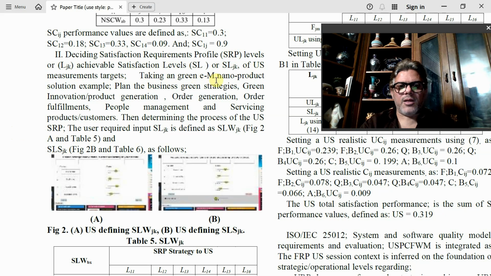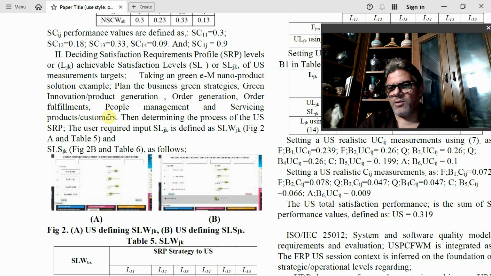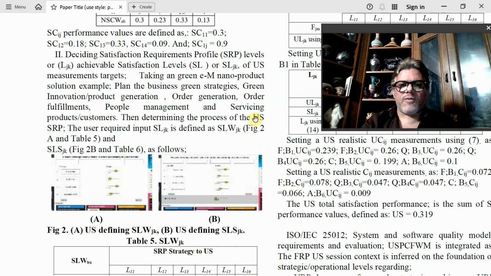Taking a green e-marketing nano product solution example: plan the business green strategies, green innovation / product generation, order fulfillment, people management, and servicing products / customers. Now, all of these categories are in a linear progression, but the user can understand them. Actually, you understand them right now for any product you have purchased before. Then determining the process of the user satisfaction.